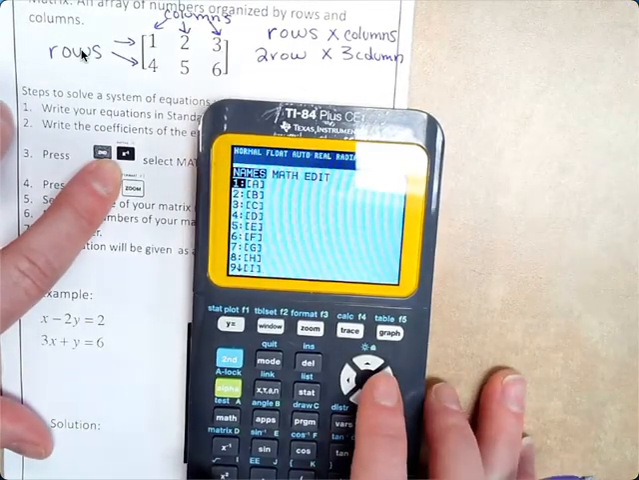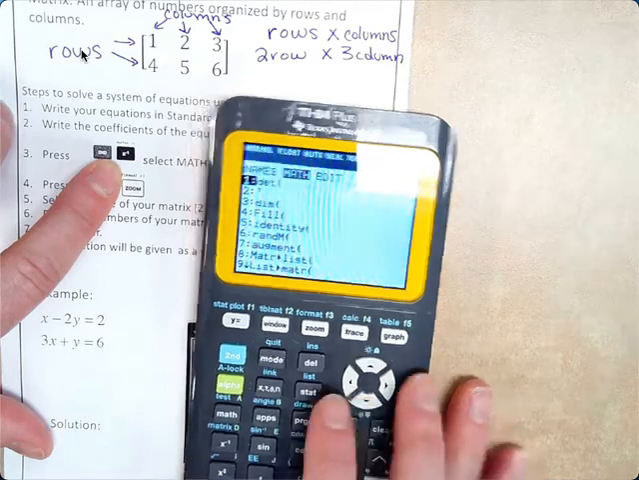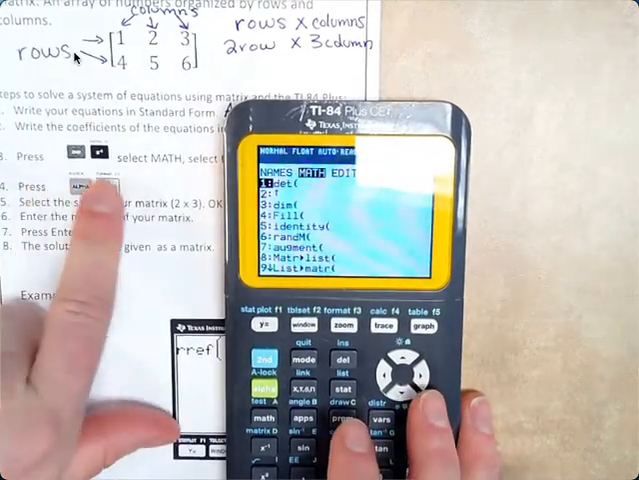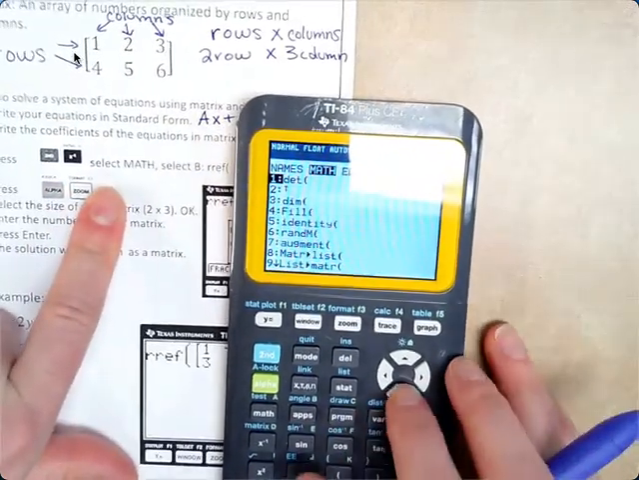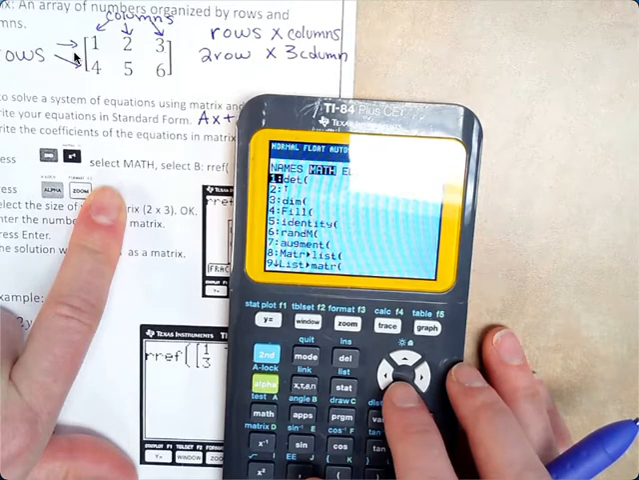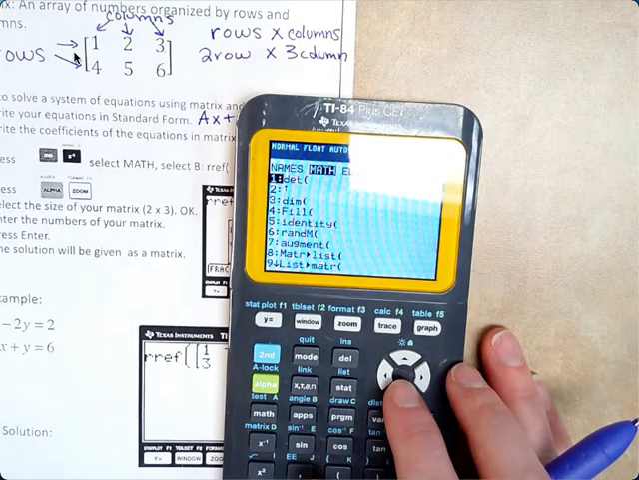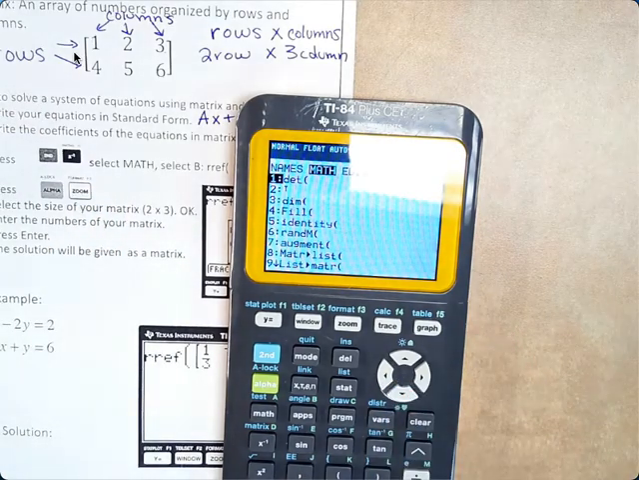Then arrow over to the math. And it gives you step by step right here. Select B, RREF. What that is, it's called row reduced echelon form. It's something that I learned in college, so you won't actually have to learn what it means. Just know that it reduces your matrix into a certain form.